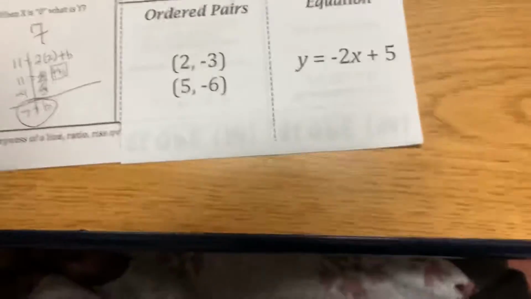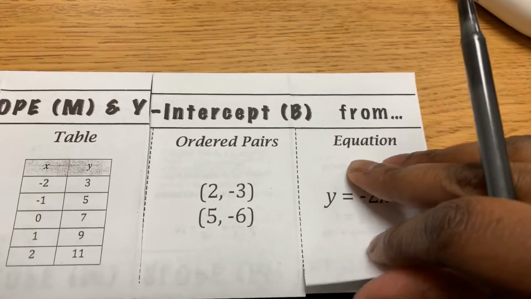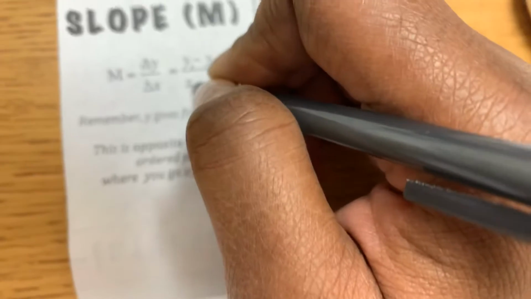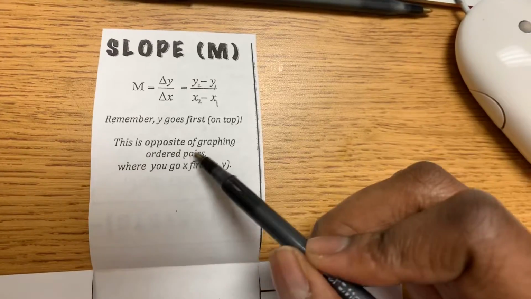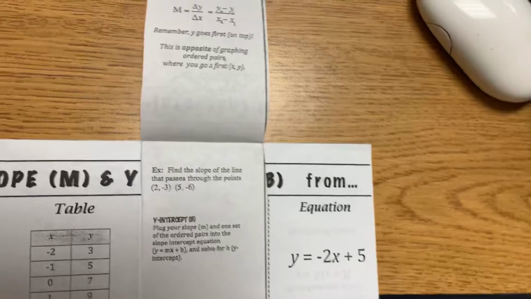Okay, next is ordered pairs. Whenever you have ordered pairs to find your slope and your y-intercept, all you have to do is use your formula. Okay, and this should actually say y2 minus y1 divided by x2 minus x1. Remember, y goes first. It's on the top. This is the opposite of graphing ordered pairs, where you go x first.